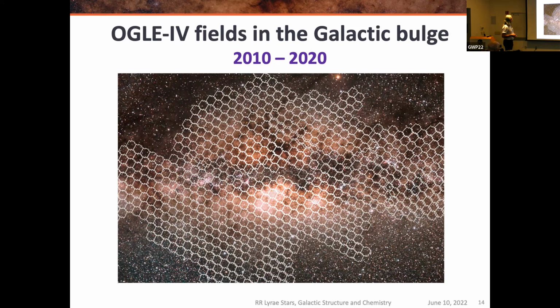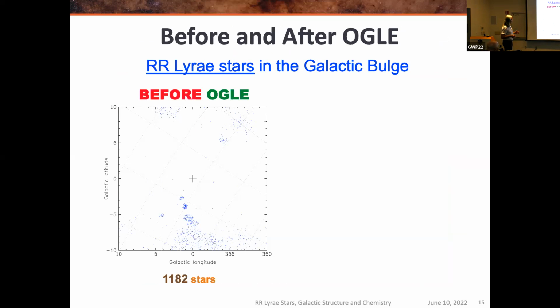Also, the frequency of the observations is different in different fields. In the next slide, I show you this region. This is just 20 by 20 degrees in the sky, because I want to show you the progress that has been made thanks to the Ogle observations.